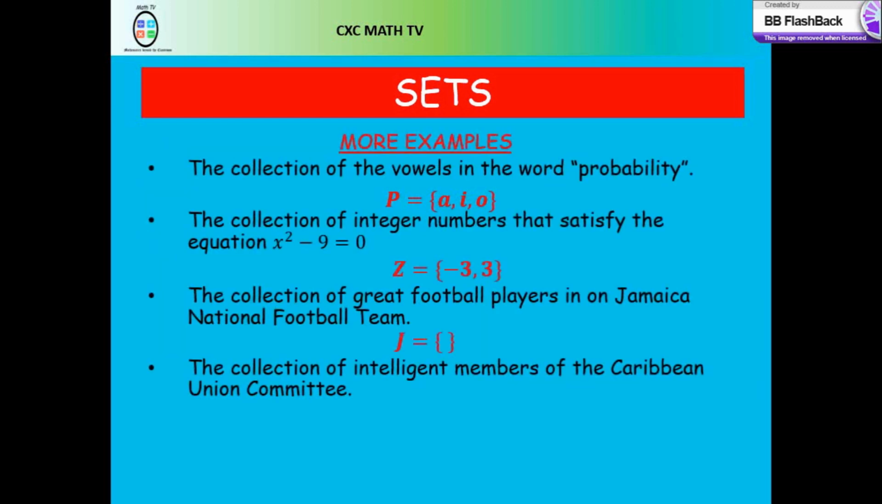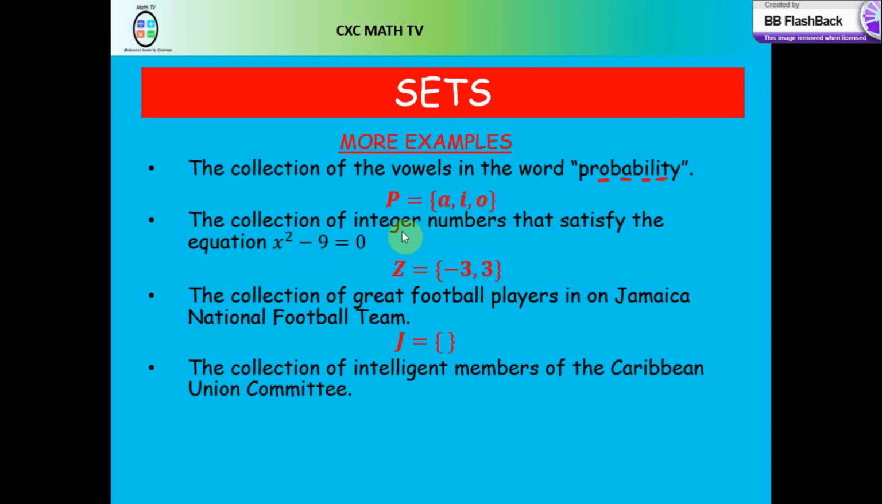Now, more examples. Maybe we want to specify it a little bit more. So maybe, for example, the collection of vowels in the word probability. Probability has what? Vowels O, A, and I. In that case, we could define the set P as A, I, O. And that would be the set of vowels from the word probability.